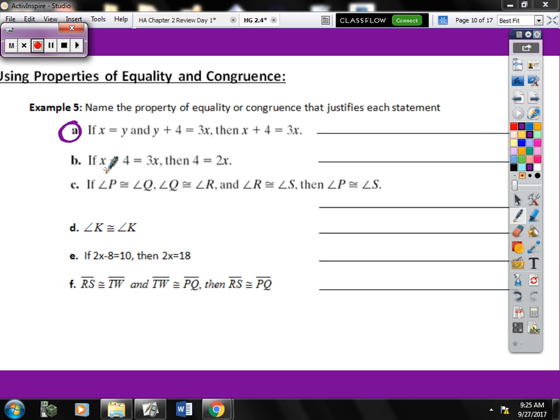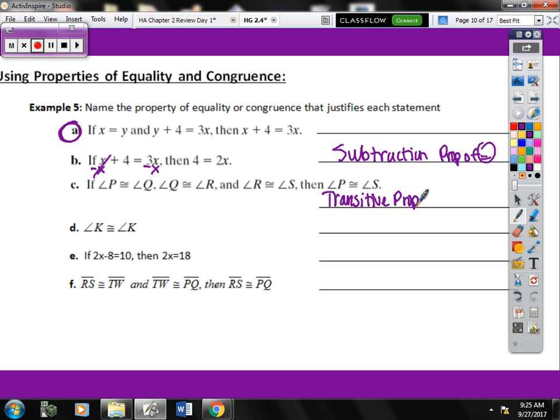What did they do on both sides here? They subtracted x to get 2x. That's how they got 4 equals 2x. So that's the subtraction property. And that is a property of equality. Sorry to be annoying, but you have to write that. Okay, how about C? What did you pick for that? P is congruent to Q, Q is congruent to R is congruent to S, then P is congruent to S. What property allows me to link all those things together with congruence? Jeremiah? Transitive property of congruence. Good. This is our transitive property of congruence. And I think of transitive like a train, like they're all linked together.